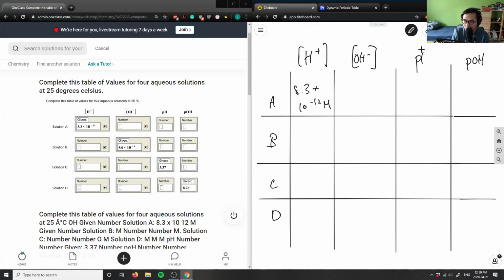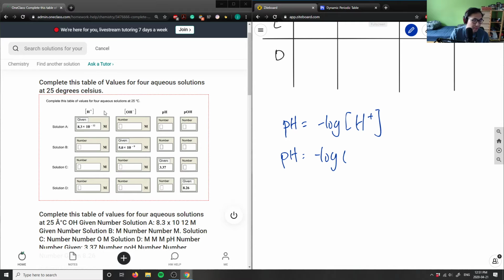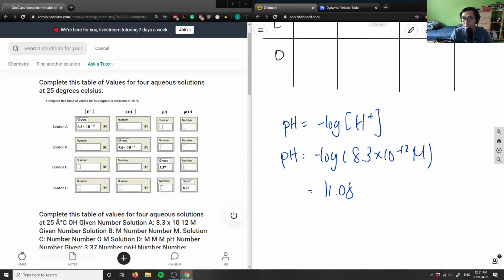I would solve for my pH if I know, and I'm going to scroll down here, that pH equals negative log of my H plus ions, right? So in this case, pH equals negative log of 8.3 times 10 to the negative 12 molarity. So let me plug in my calculator, negative log of 8.3 times 10 to the negative 12. This will equal 11.08. So that here is my pH, which is great.